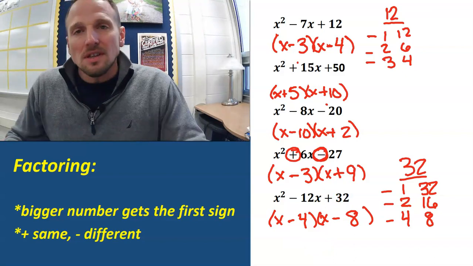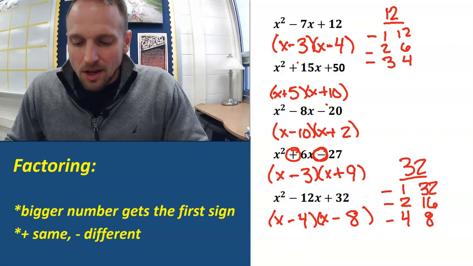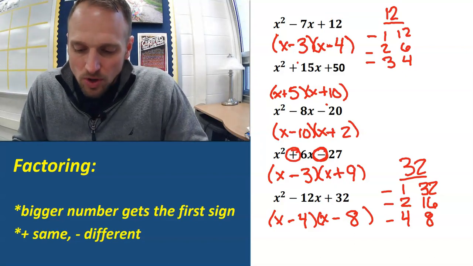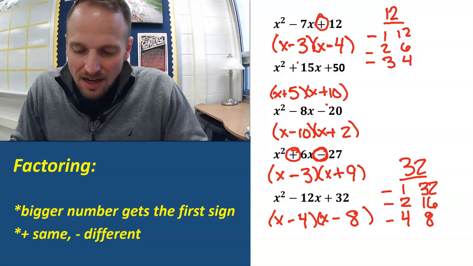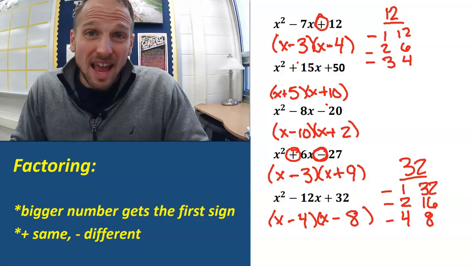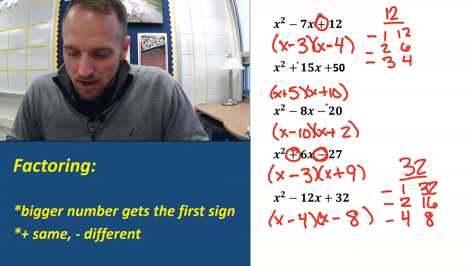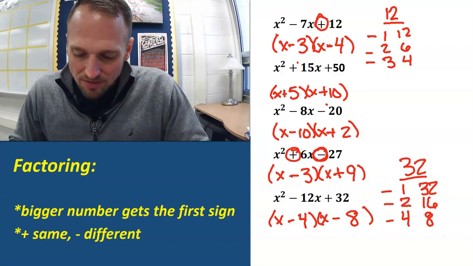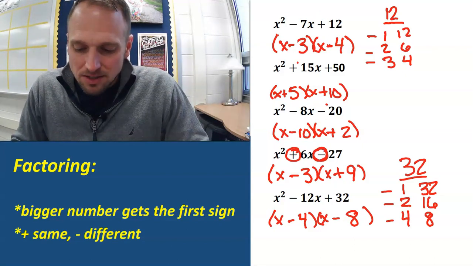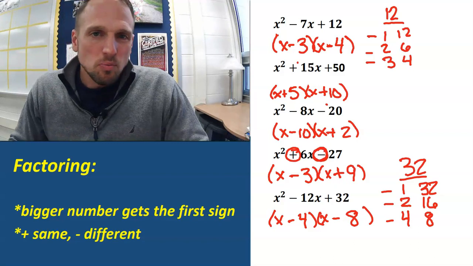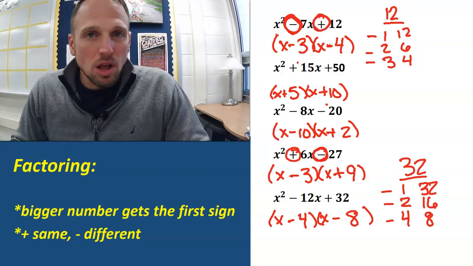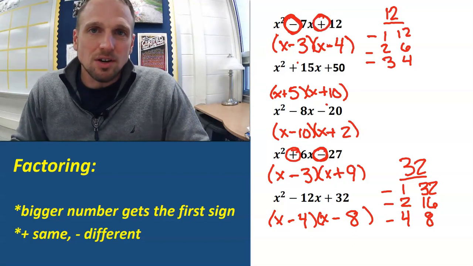So first thing that you're going to do, let's just go back again. You're going to find numbers that multiply to get that last number. And once you have those, you're going to look at that next sign, and it's going to tell you whether they add to get the middle number, or in the case of the second one, or the third one, subtract. So if it's a plus, they have to add to get that middle number. If it's a minus, they have to subtract to get that middle number. Put those in. Bigger number always gets the first sign, and if this second sign is a plus, they're the same. If it's a minus, they're different.